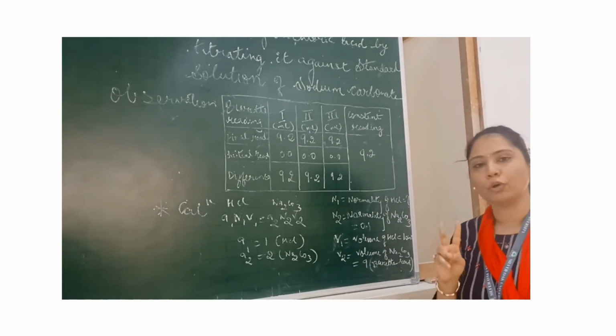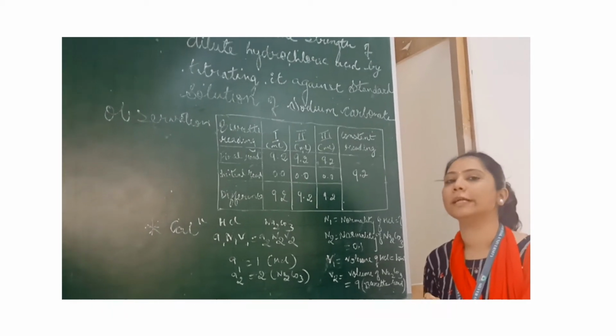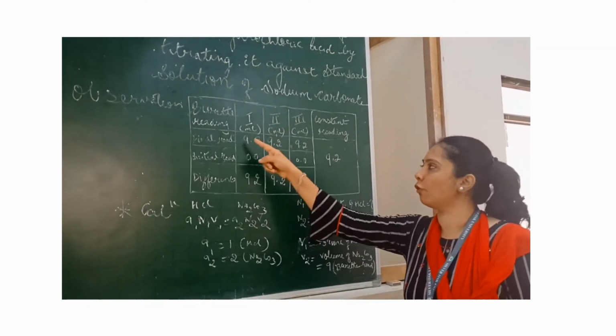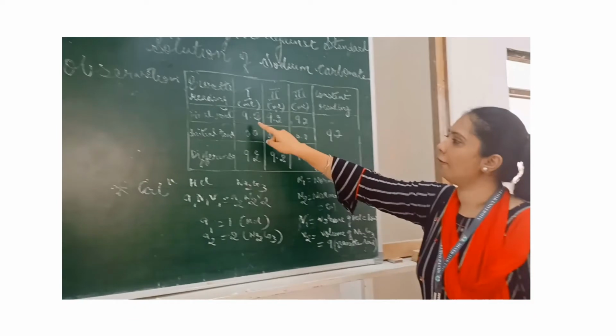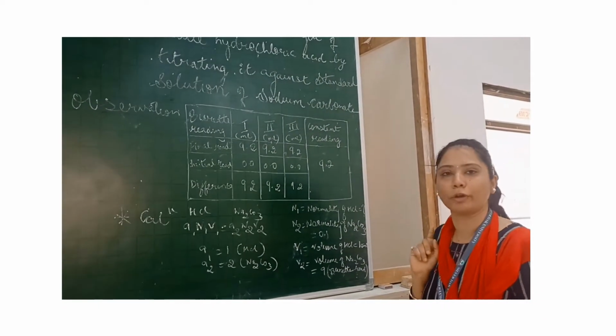Any 2 of the readings should be constant, or sometimes if the reading is not constant, then you can also take the average of all 3 readings and mark it down here. We have got a constant reading and so we are marking down 9.2.